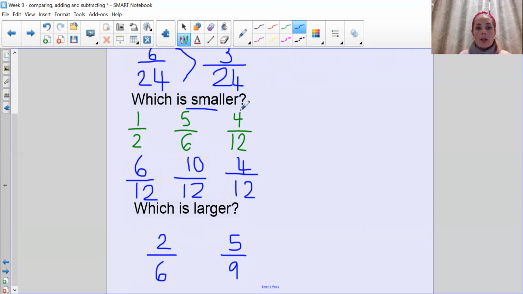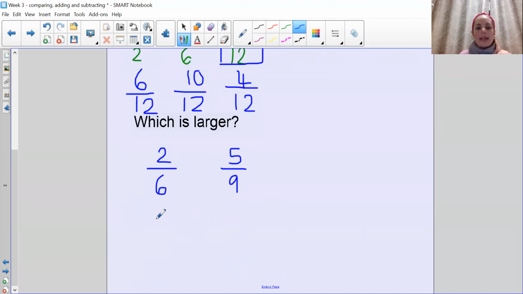And now I want to know which number is smaller. Make sure you're reading your questions. The smallest number is 4/12. And what is the original fraction? The original fraction is 4/12. So I would write 4/12 as my answer.